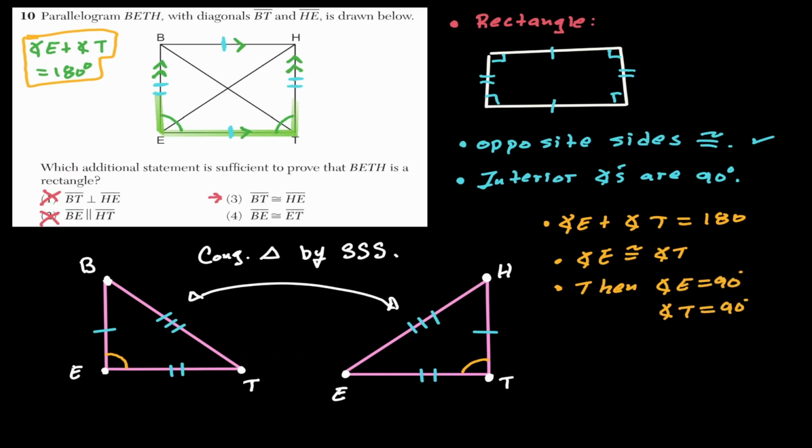So we are done. We have shown that we actually have 90 degrees in angle T and 90 degrees in angle E. Therefore, option number 3 will be the correct option.